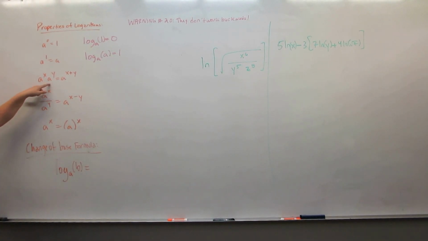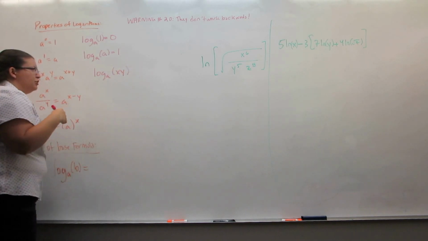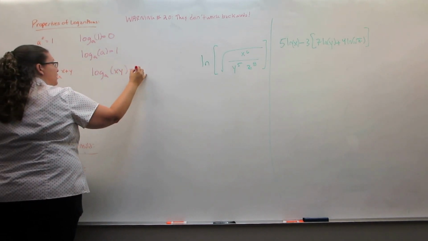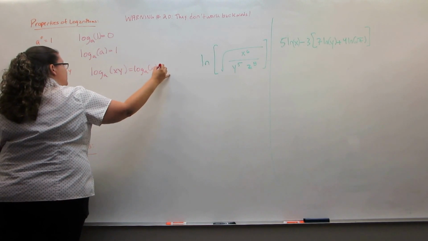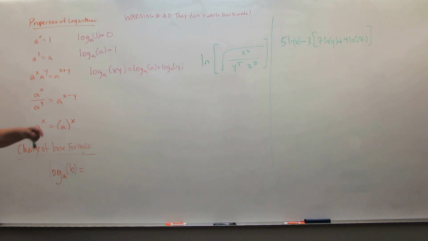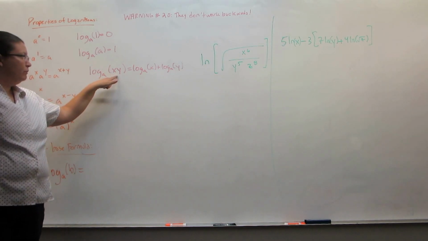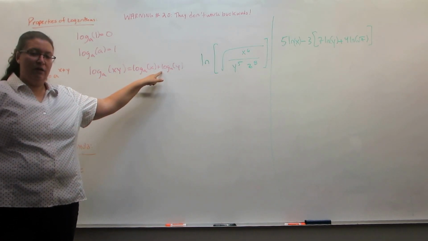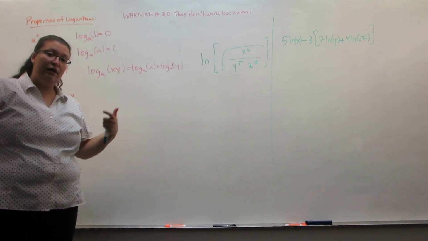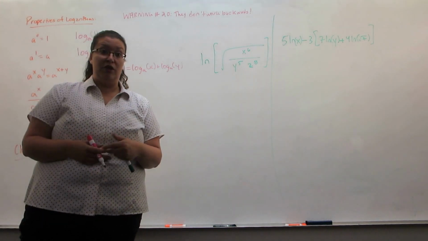Now, if we have things of the same base, we can add the exponents. That corresponds with if we have a multiplication inside a logarithm, it will turn into an addition outside. Now, this is where the warning up there comes in. Warning number 20 is that they do not work backwards. Meaning, here I have multiplication inside turns to addition outside. It is not true that addition inside would turn to multiplication outside. In fact, addition inside a log, there's absolutely nothing you can do with it. You just have to leave it alone.